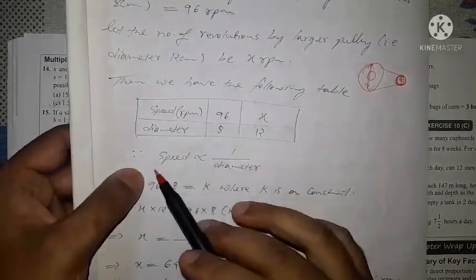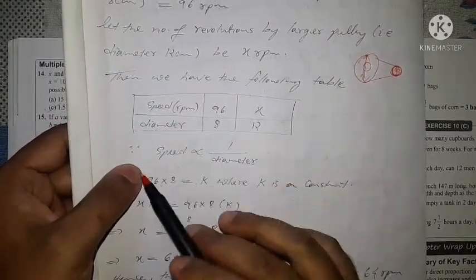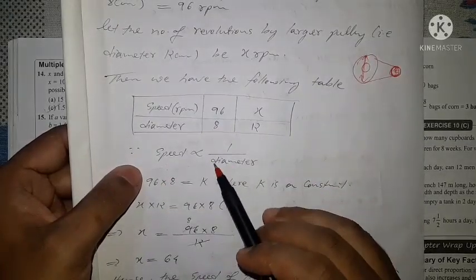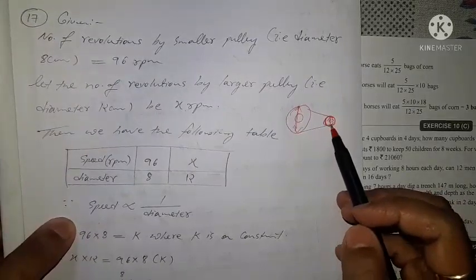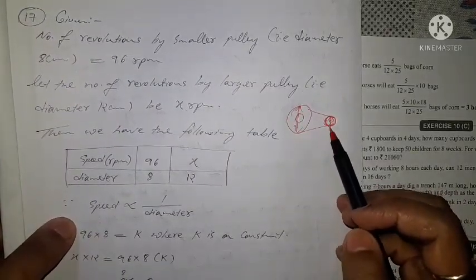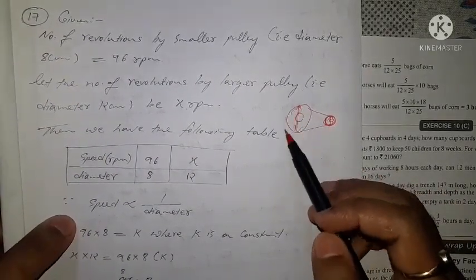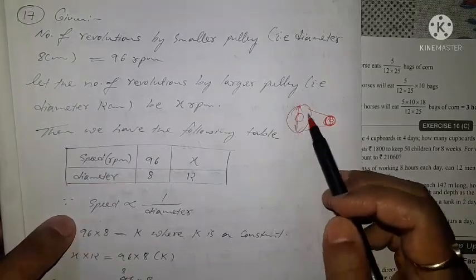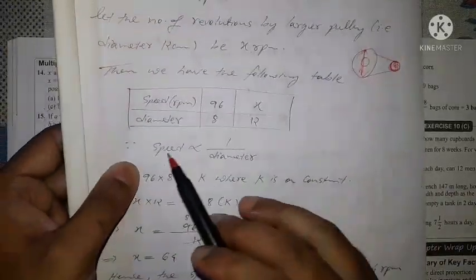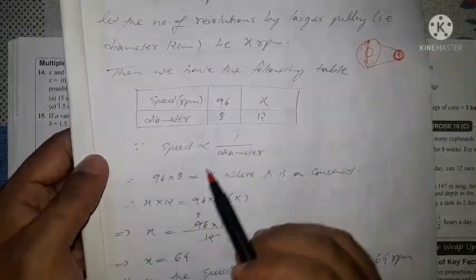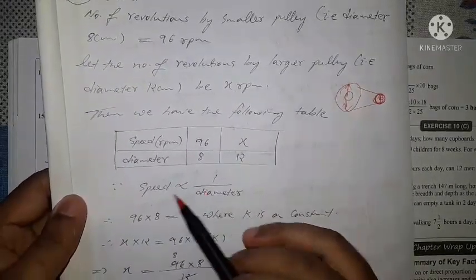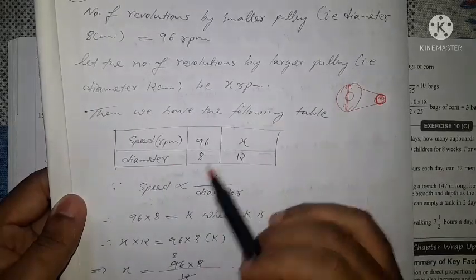So therefore, since we know that if the diameter decreases, the speed will increase. As we know, for the smaller pulley the speed is more since the diameter is less, and for the larger pulley that is having a greater diameter, the speed is less. So therefore we can say that speed and diameter are inversely proportional. So speed into diameter will be constant.